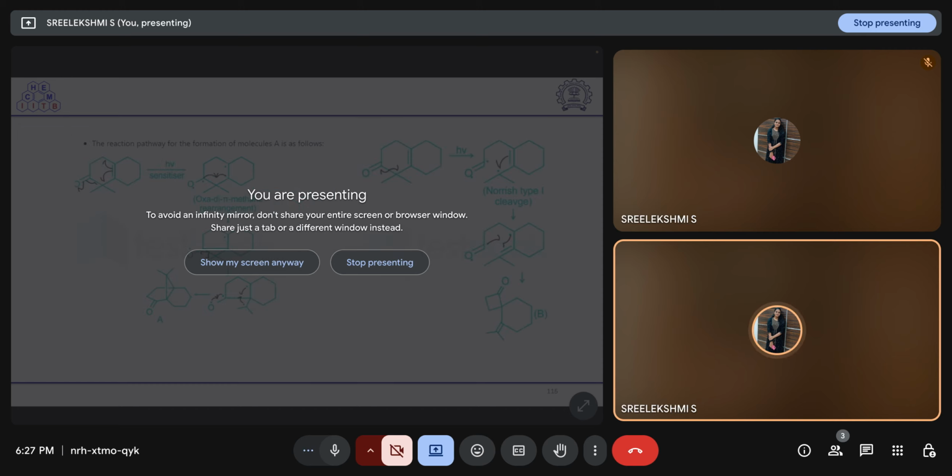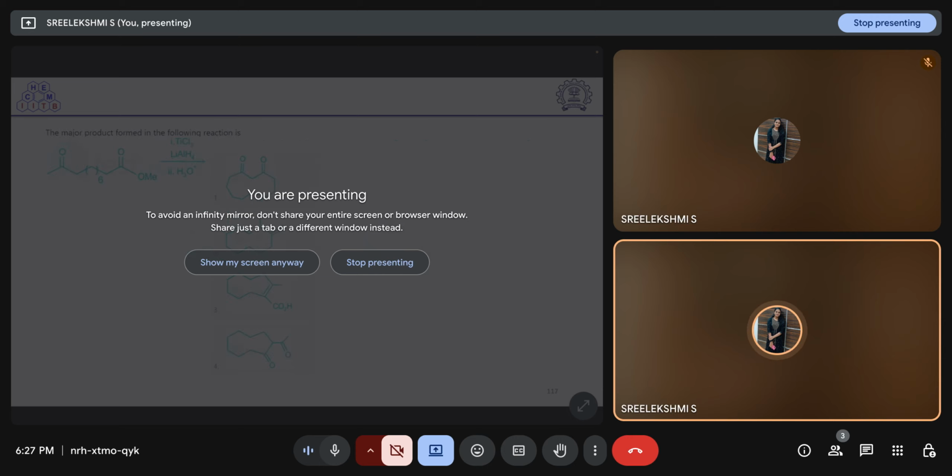So here the correct answer is this one: oxadi-π-methane rearrangement and Norrish type 1 cleavage, option 3. So what is happening in the presence of hν and sensitizer? As we have seen in the mechanism, this three-membered ring will form and then again it will open up to form the cyclopropane ring. So that is oxadi-π-methane rearrangement. And in Norrish type 1 cleavage, the alpha bond to the ketone will cleave, and this will cleave to form a double bond over this position, and this will combine to form the cyclobutane ring. So that is Norrish type 1 cleavage.